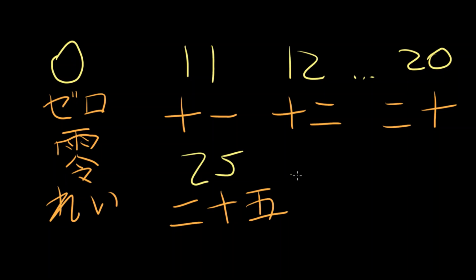Okay, how about 30? What do you think? 30 is sanju. And then 40 would be yonju, 70 would be ななじゅう, all the way up to 100. 100 has its own character. 100 is this character. 百.